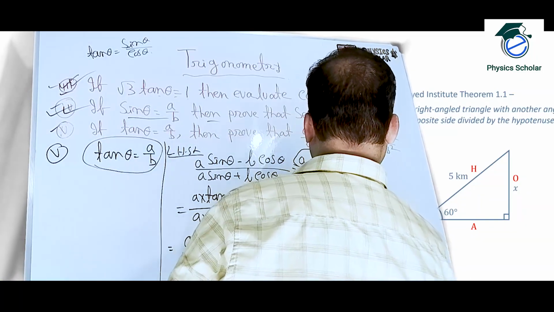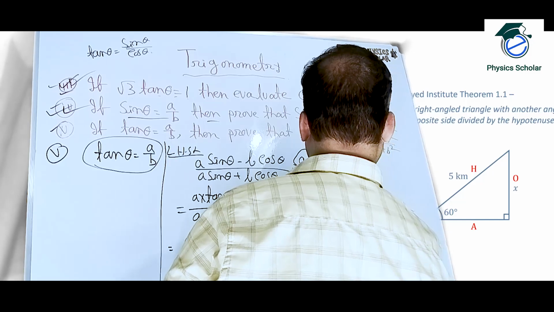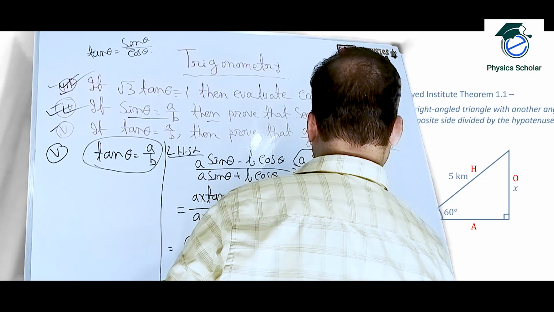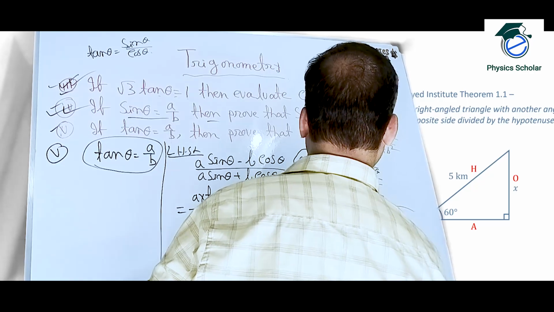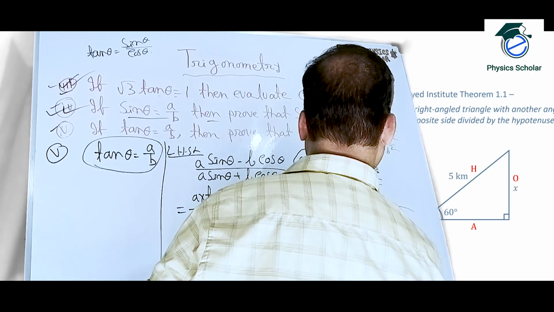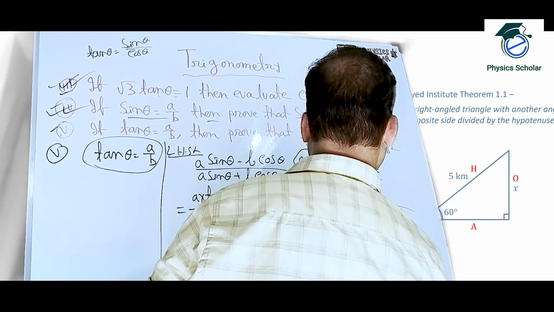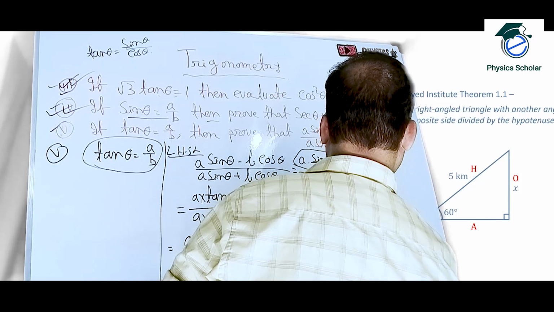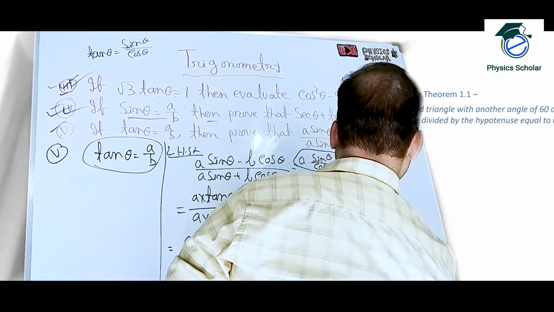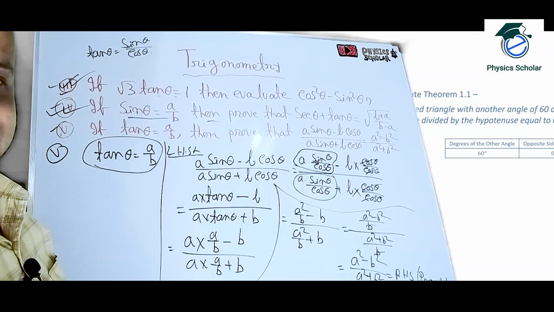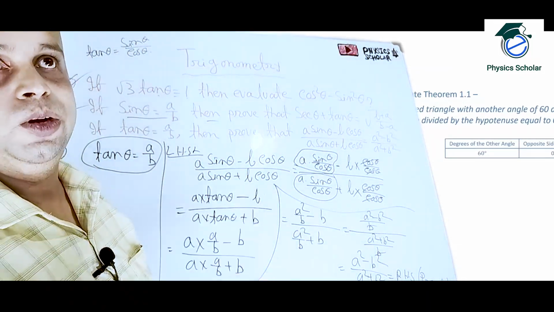So b will be the LCM, a square minus b square. Here also b will be the LCM, a square plus b square, b will be cancelled. That means a square minus b square by a square plus b square is equal to the right hand side, proved. So this is the easiest way to do this sum without taking the hypotenuse, base and all.